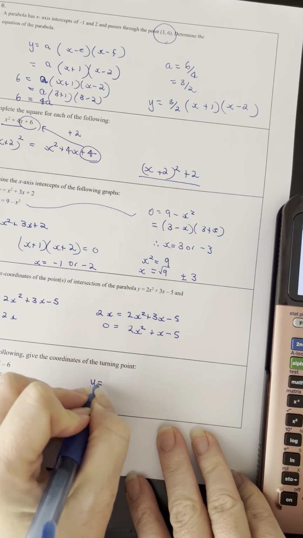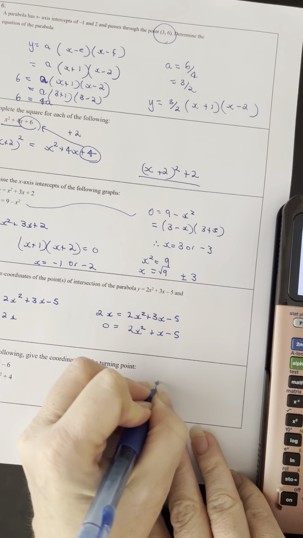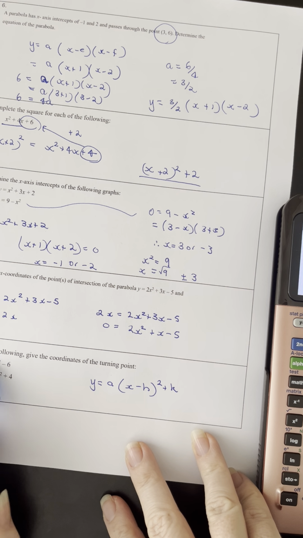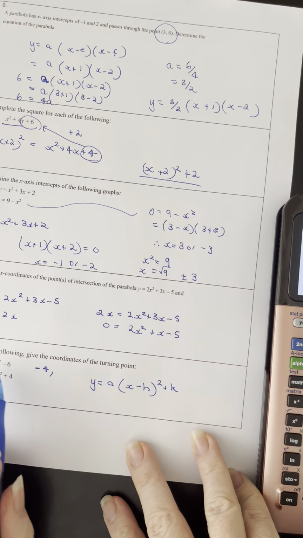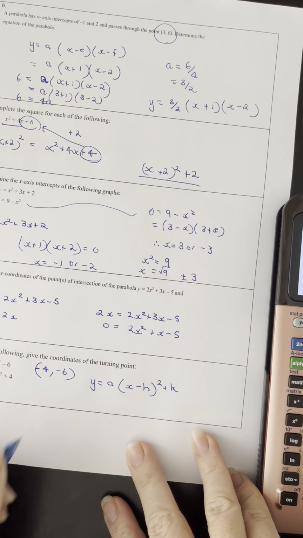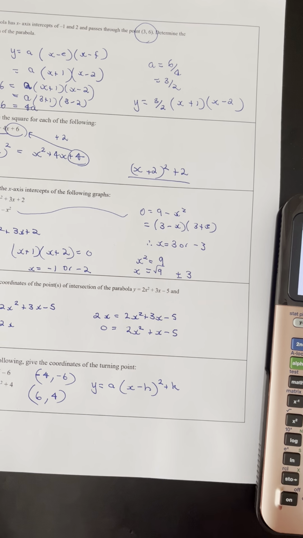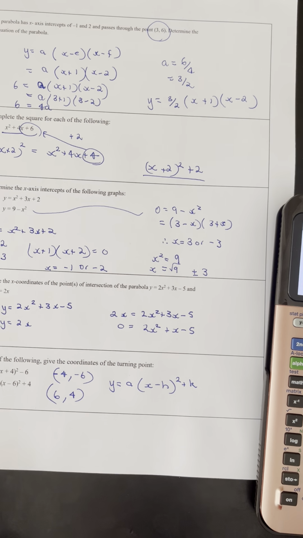Now lastly, we're just wanting the coordinates of the turning point. So we know in turning point form, we have x minus h squared plus k. Because we've got a plus there, that means our x coordinate is going to be -4, and then we have the -6. And then for the second one, we've got our -6 there, so that'll just be the 6, and 4 for the second turning point. And that's the revision sheet.